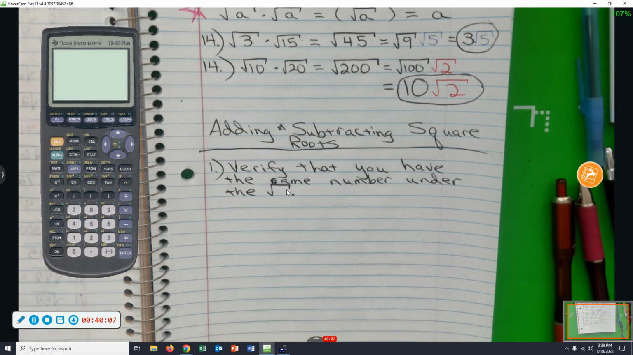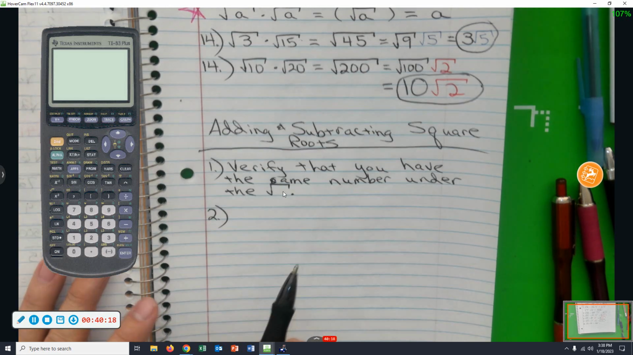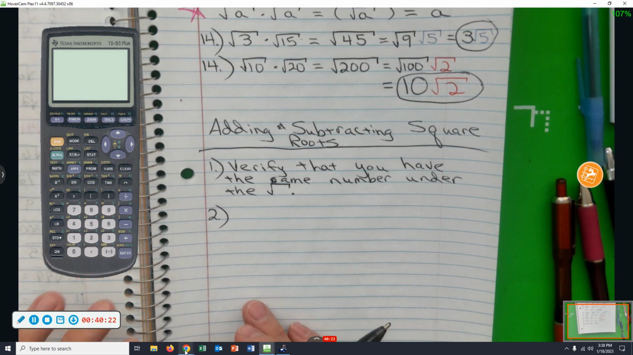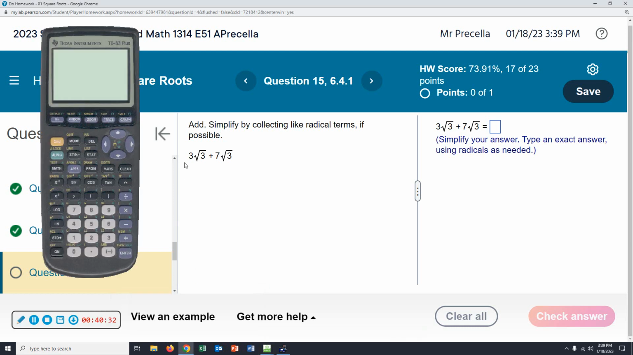And you might wonder, well, what happens if we don't? Well, let's illustrate that. Then you're going to have to simplify it so that you do have the same number. And then, once you've verified that, you add or subtract the coefficients. Coefficients are what you call the numbers in front. Just like the coefficient of a variable is the number in front of the variable, the coefficient of the radical is the number in front of the radical.